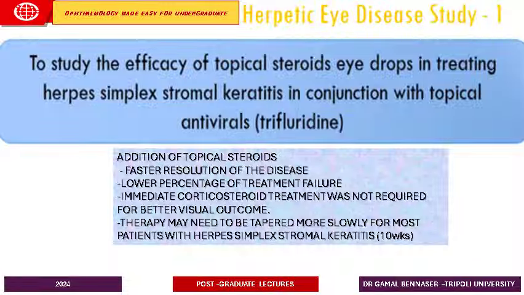You can wait for some time, and then you should continue the medication, and the tapering should be done over 10 weeks. This is very important. So the usefulness of using topical steroids along with topical antiviral in stromal keratitis is well documented in this study, provided that you start the steroids a few days after the start of the antiviral, and you continue steroids for at least 10 weeks.